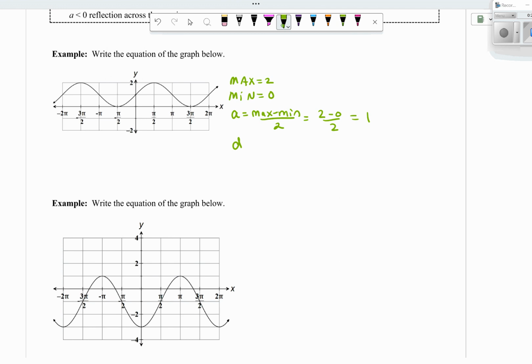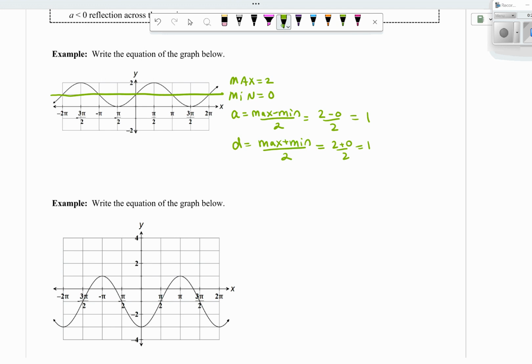My midline is the maximum plus the minimum divided by 2, because again, think about it like the average. So we have 2 plus 0 divided by 2, which also gives us 1. So I'm going to draw that midline in here, and then you can even visually see if I go up 1 for the midline and down 1 for the midline, that gives us our amplitude.